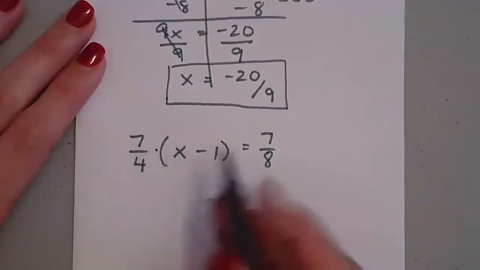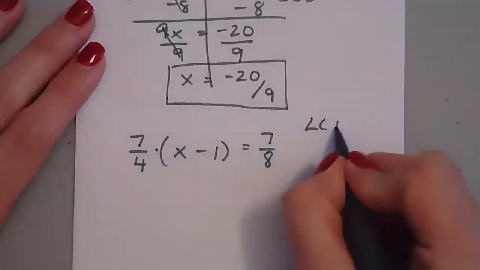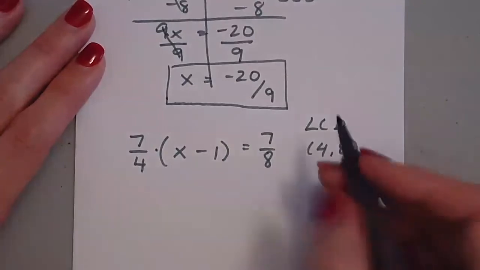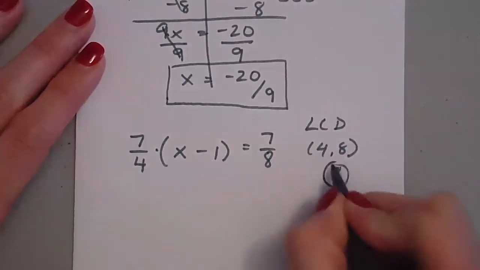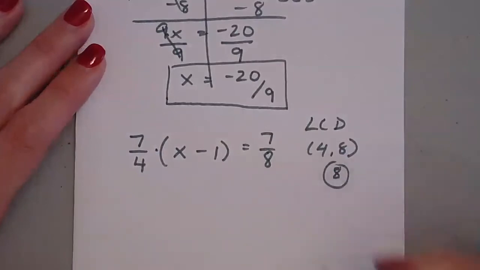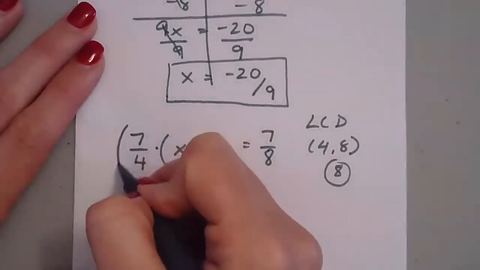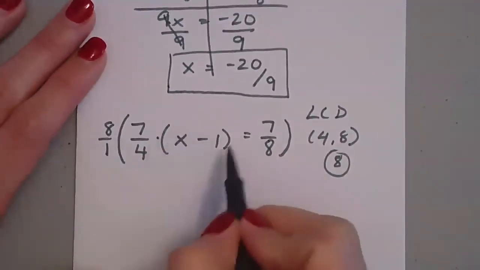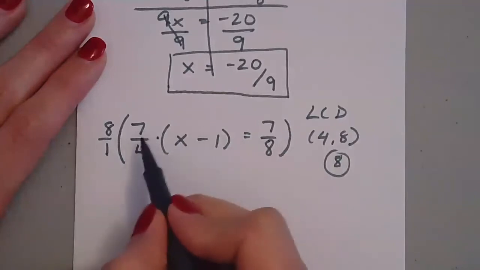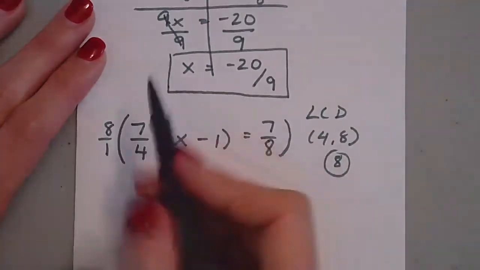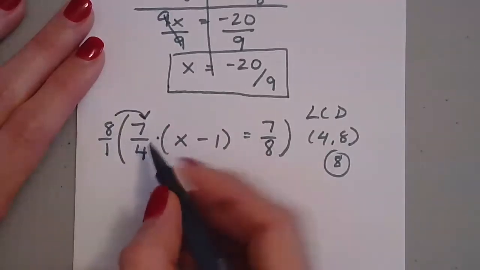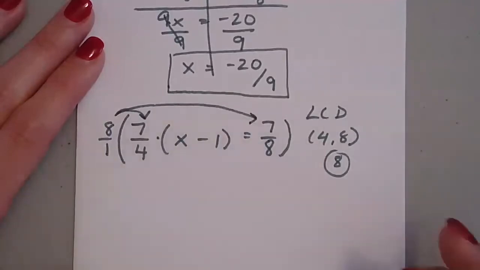So if I think about the common denominator between 4 and 8, so let's see, LCD of 4 and 8. You might be tempted to say 32 because 4 times 8 is 32, or even 16. However, 8 is the common denominator between 4 and 8 because 4 is a factor of 8. So what I'm going to do is multiply everything by 8 over 1. However, since the quantity of x minus 1 is already being multiplied, I'm not going to double multiply. I'm only multiplying the 8 by the value outside parentheses. And then I'll do the same thing on the opposite side.